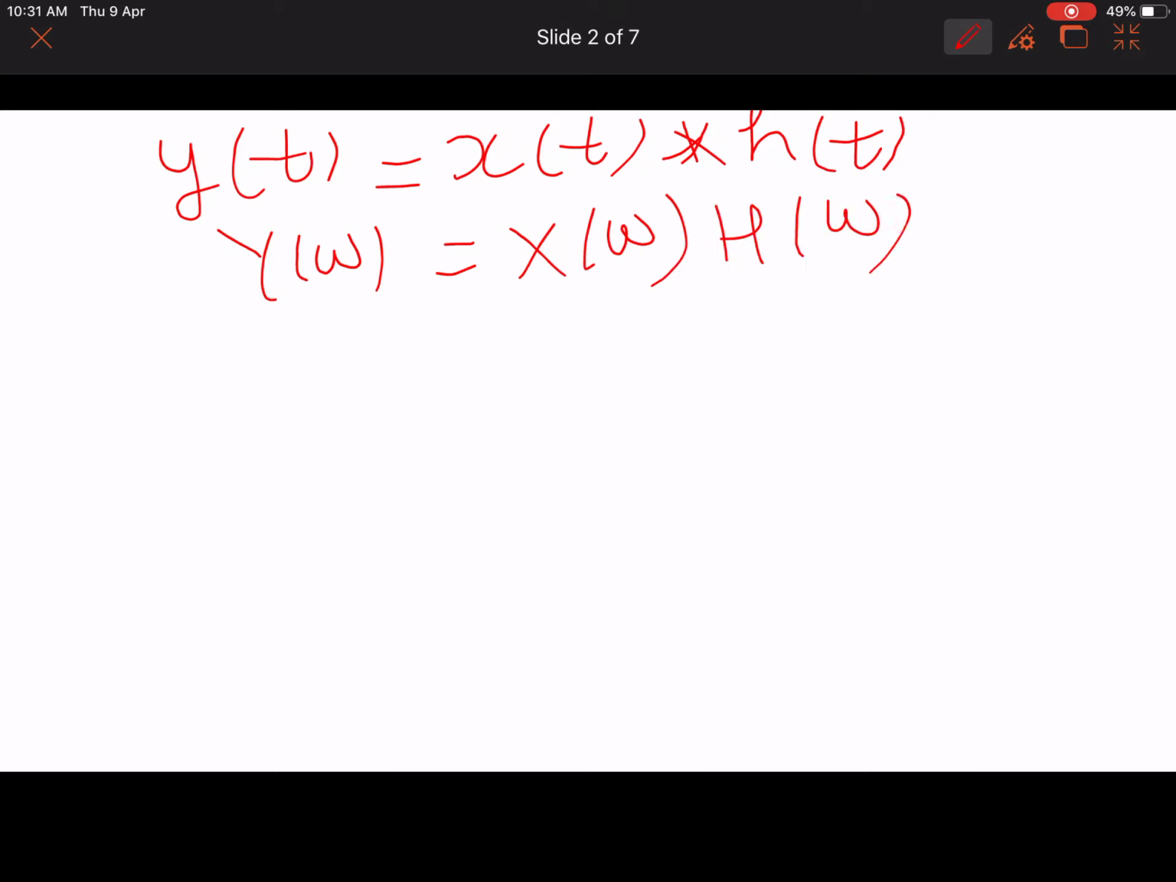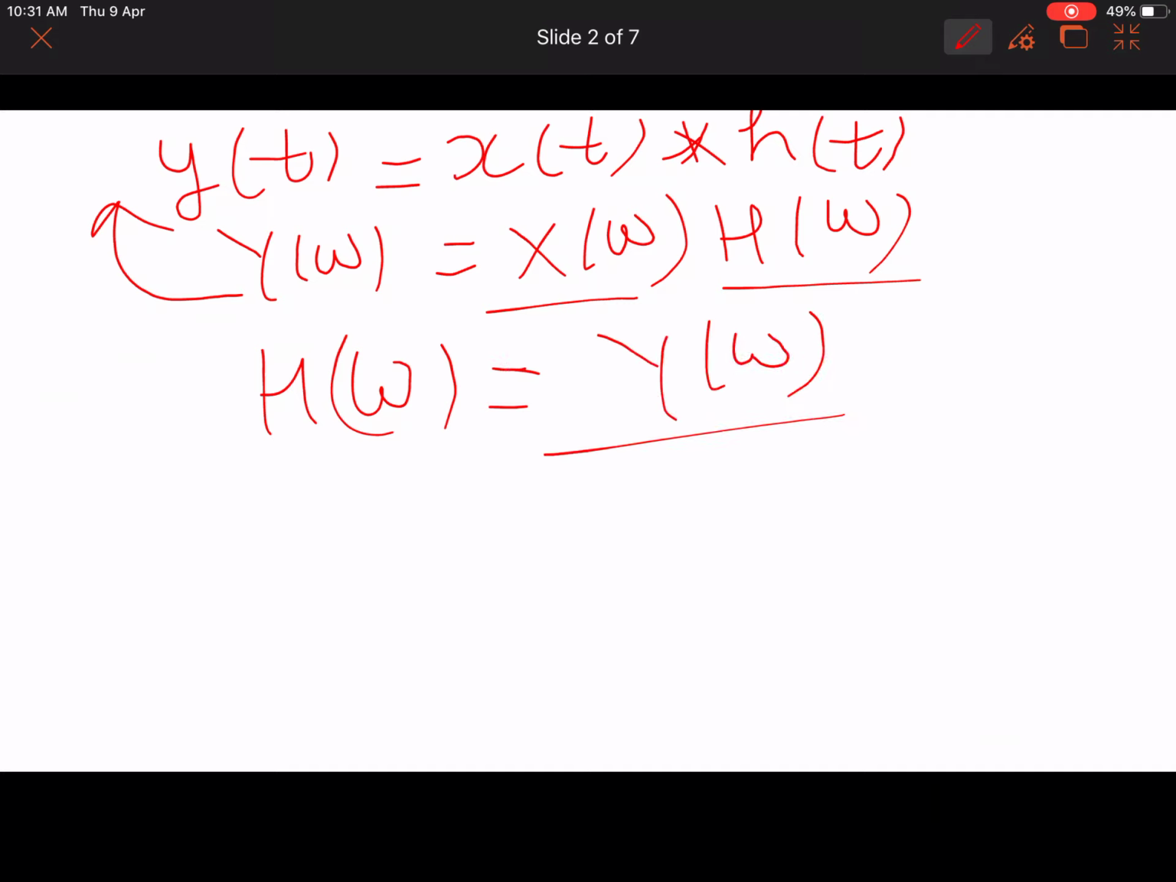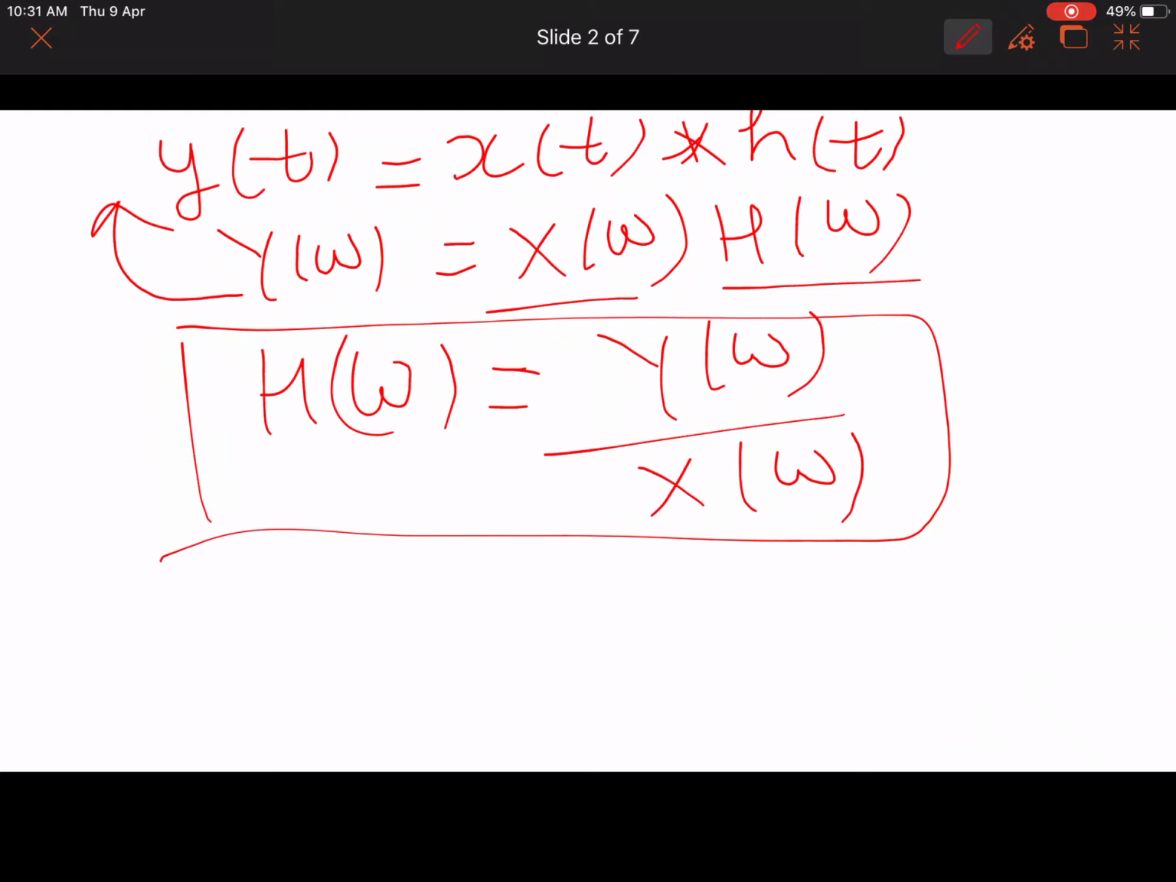of the input and the system response, Y(ω) = X(ω)H(ω), where Y(ω), X(ω), and H(ω) are the Fourier transforms of y(t), x(t), and h(t) respectively. Here, if we write this equation in terms of H(ω), then we get this equation. This is nothing but the frequency response of the LTI system.